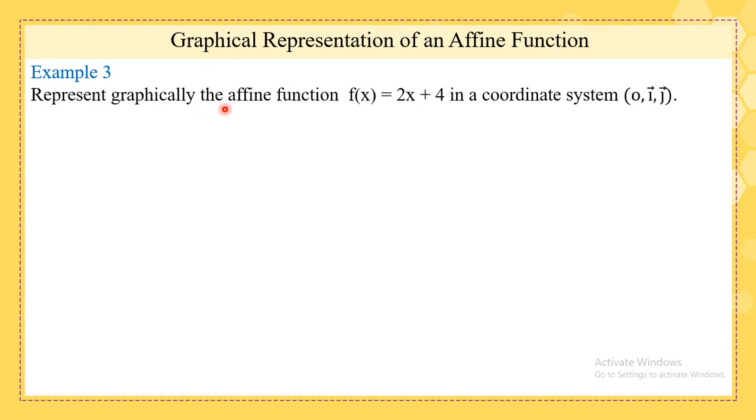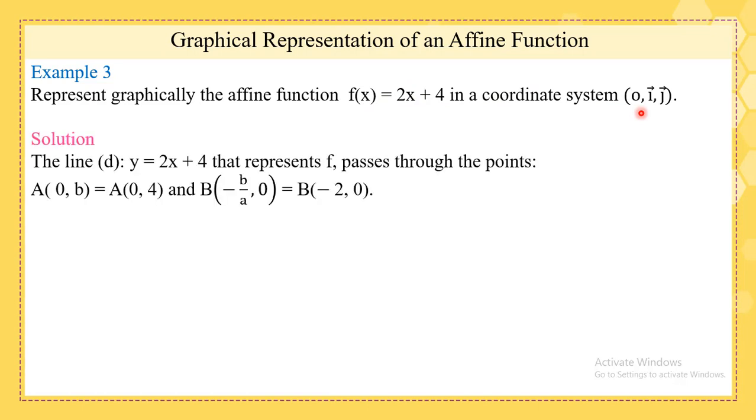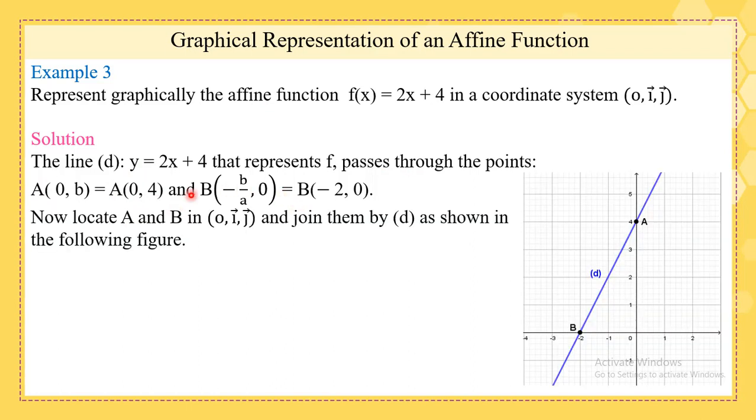Example 3. Representing graphically the affine function f of x equal to x plus 4 in a coordinate system. So the solution is, the first point is A(0, 4) and the second point is B(-4, 0). We place the points and we join them.